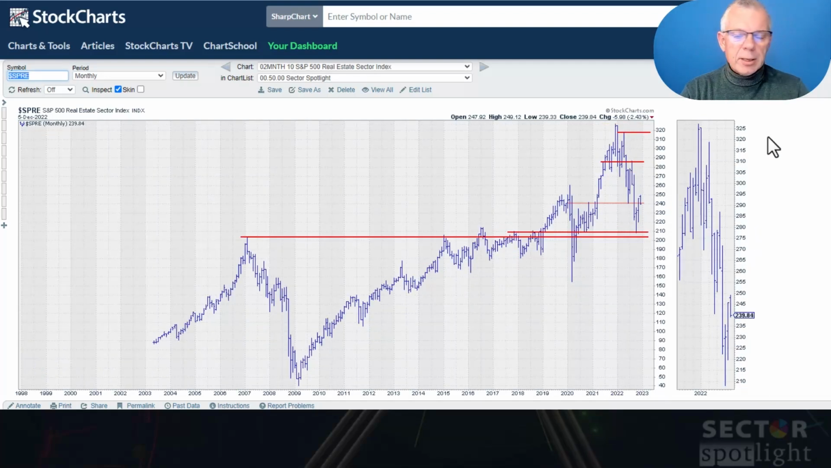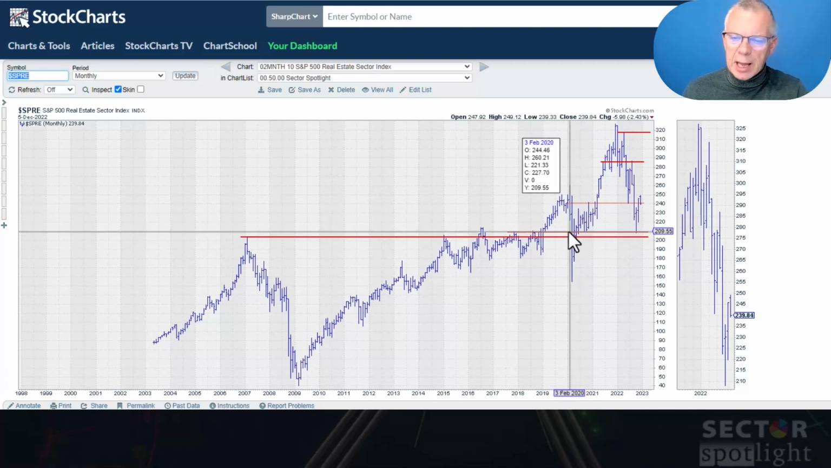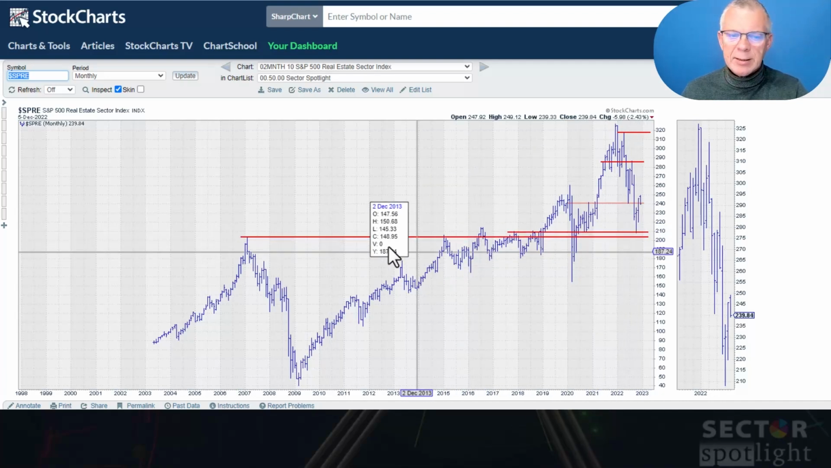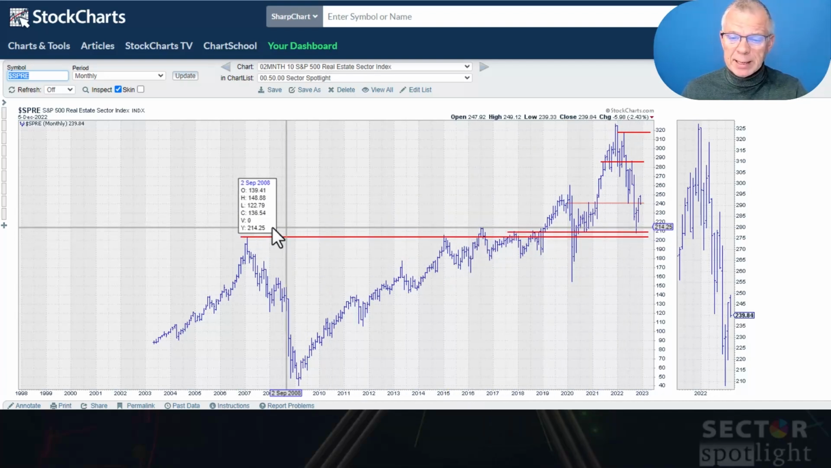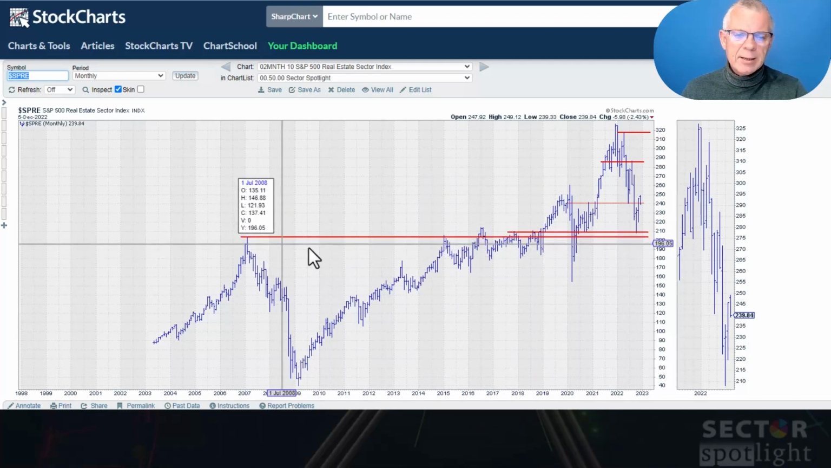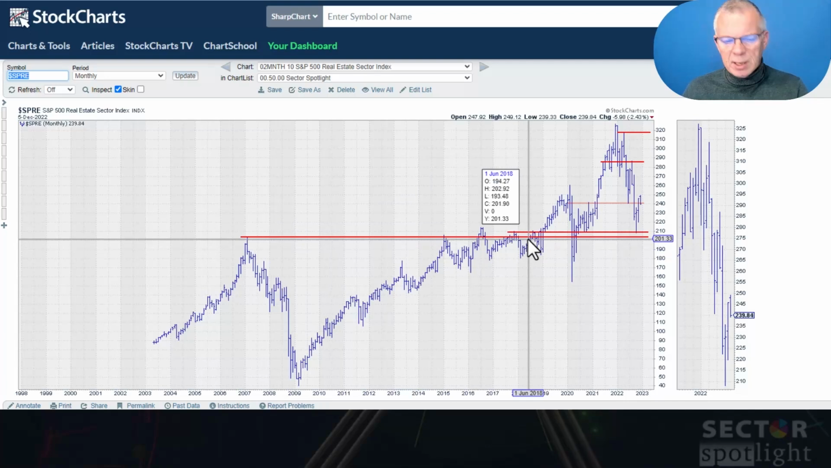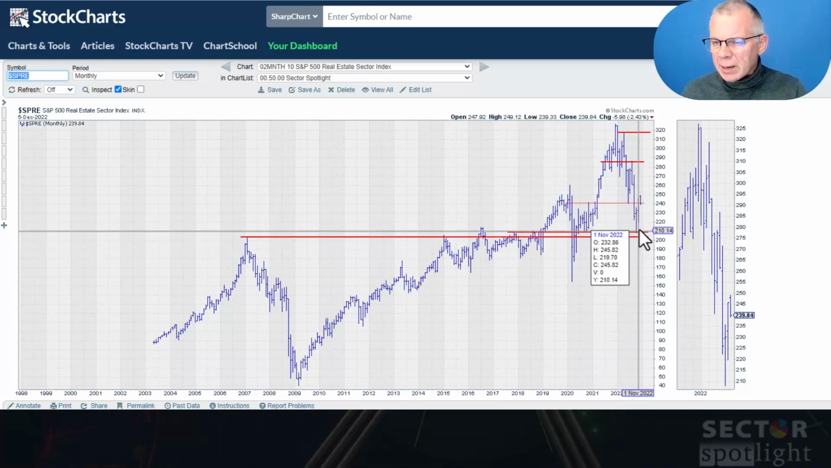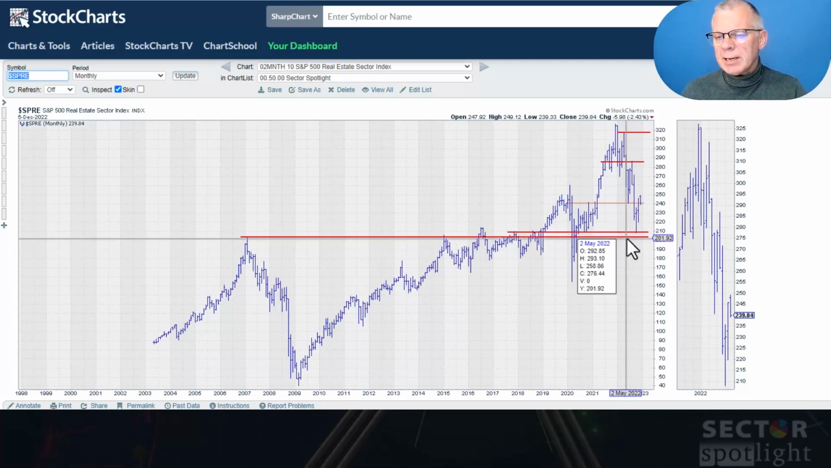Real estate, on the other hand, has a very clear trend, and that is a downtrend. Clear series of lower highs and lower lows. We're bouncing out of that support area, which you can see is nicely respected. This area here between 205 and 210 came back a number of times over the last 15 years, bouncing out of that support zone right now.